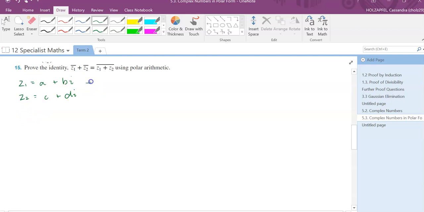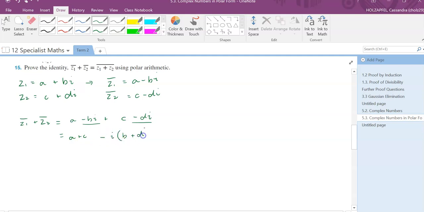Okay, so let's then write the conjugates of each of these. The conjugate of Z1 is going to be A minus BI, and the conjugate of Z2 is going to be C minus DI. So if I add each of these conjugates together, that's going to be equal to A minus BI plus C minus DI. And then I'm going to collect my real parts and my imaginary parts, and that's going to give me A plus C minus, just going to factor out that I, B plus D. And because I factored out the negative one here, that's why that's changed to a positive.